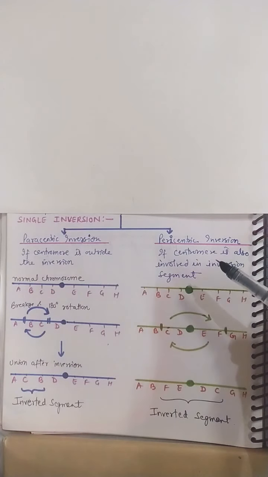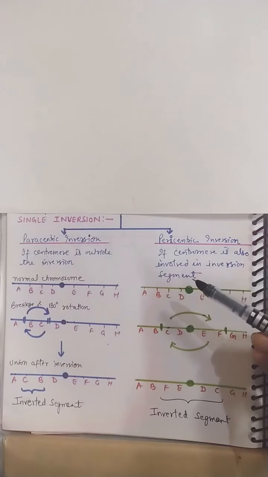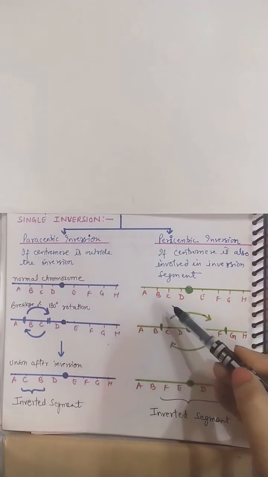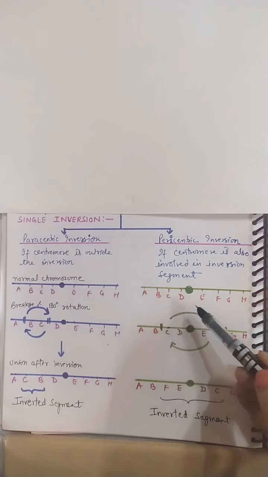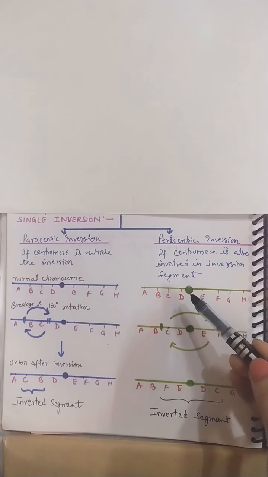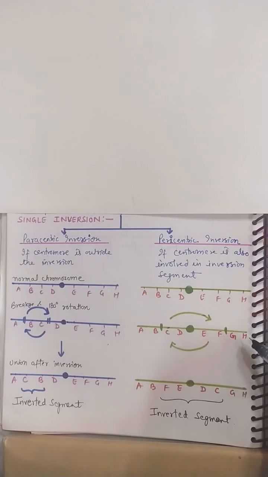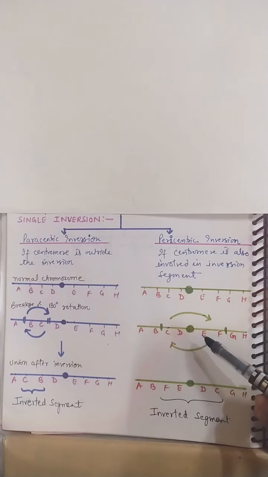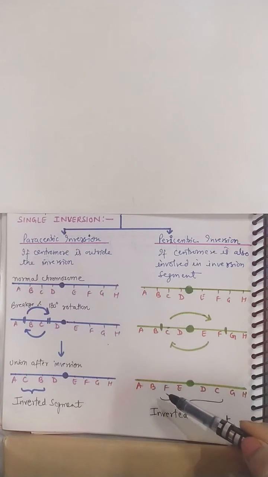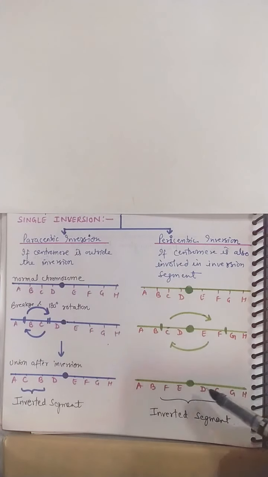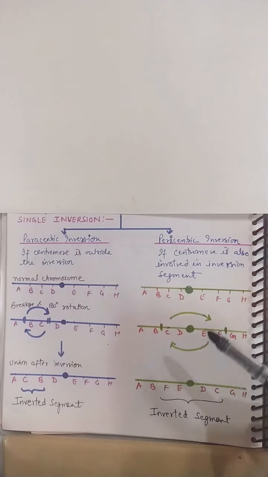While in pericentric inversion, the centromere is also involved in the segment which has got inverted. For example, if A, B, C, D, E, F, G, H are the arrangement of genes over a chromosome, and at the center there is a centromere. Now the points of breakage, the inversion points, are after AB and before GH. Now this CD, EF will get inverted in the form FEDC. This is the rotation at 180 degrees and again union. So this will form a pericentric inversion chromosome.